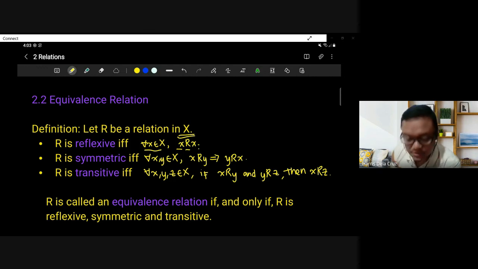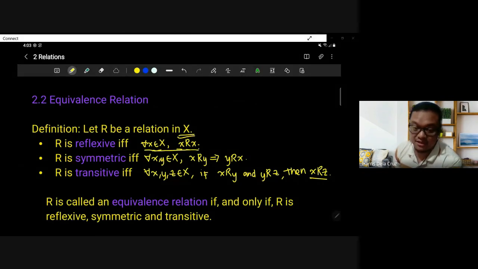Transitive. Transitive property, if you have three elements, say X, Y, and Z, such that X is related to Y and Y is related to Z, then X must also be related to Z. Okay? So those are the three properties required for you to be an equivalence relation. So an equivalence relation is a relation that is reflexive, symmetric, and transitive. So remember the definition.